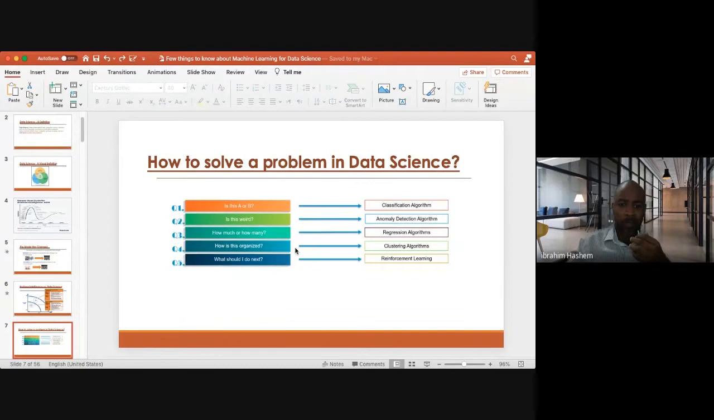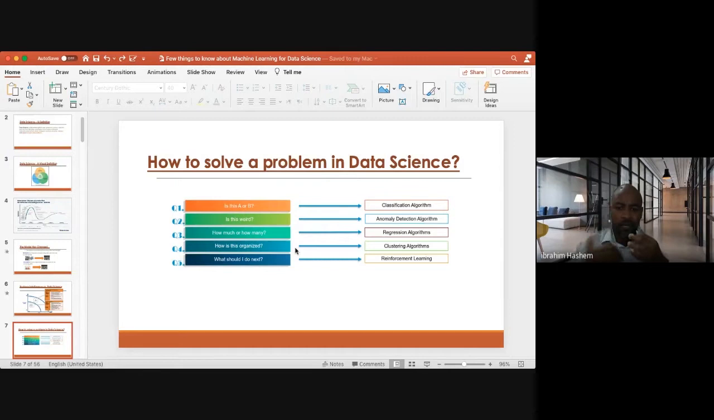When we deal with numbers, like how much or how many, it's always a regression algorithm because we are dealing with a real value. There are different types of regression algorithms also, like multiple linear regression, linear regression, or logistic regression.